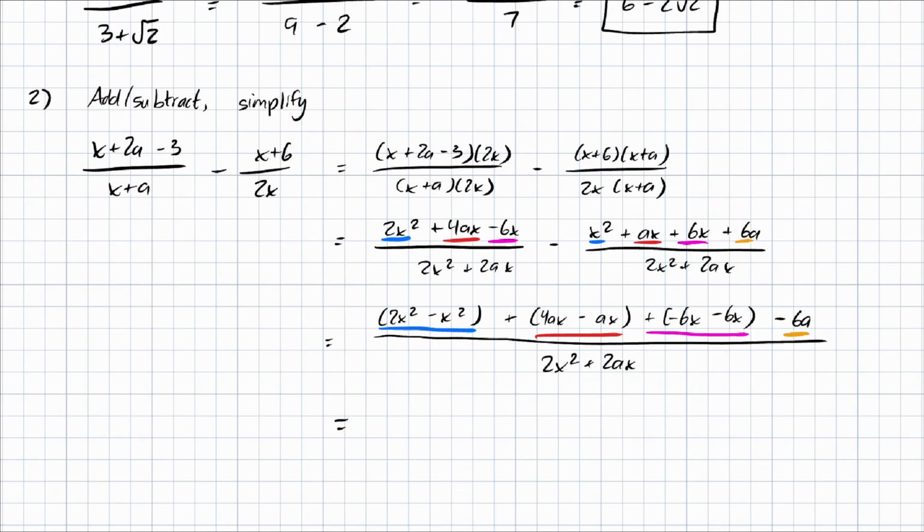From here, just simply simplify. You have x squared plus 3ax minus 12x minus 6a over 2x squared minus 2ax. And that is your answer.